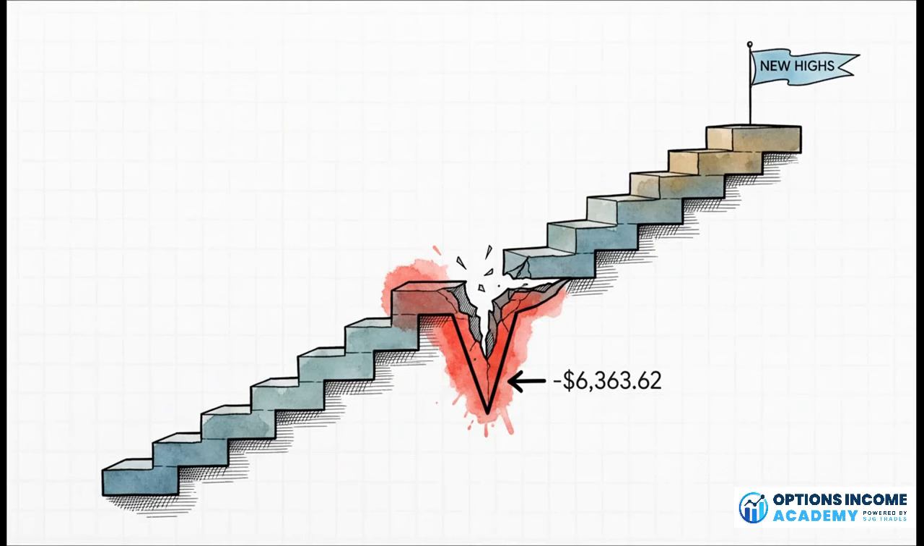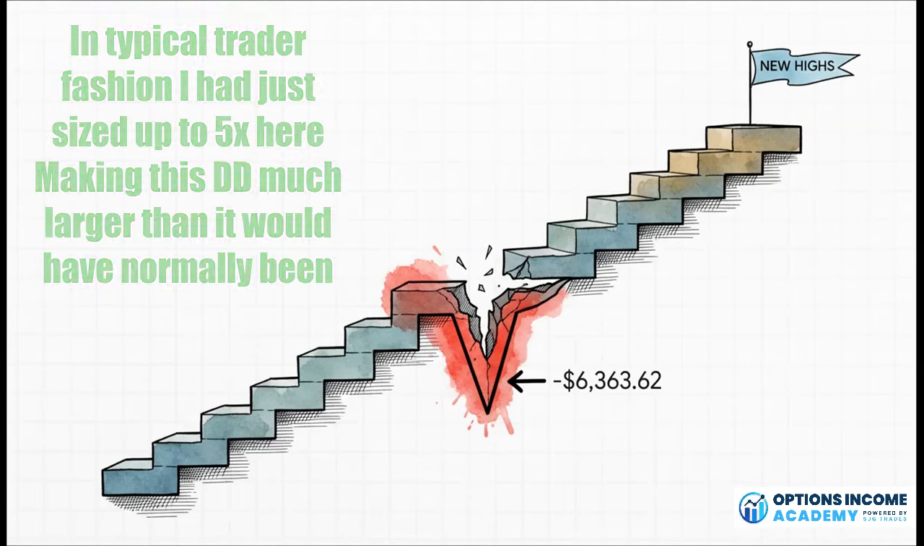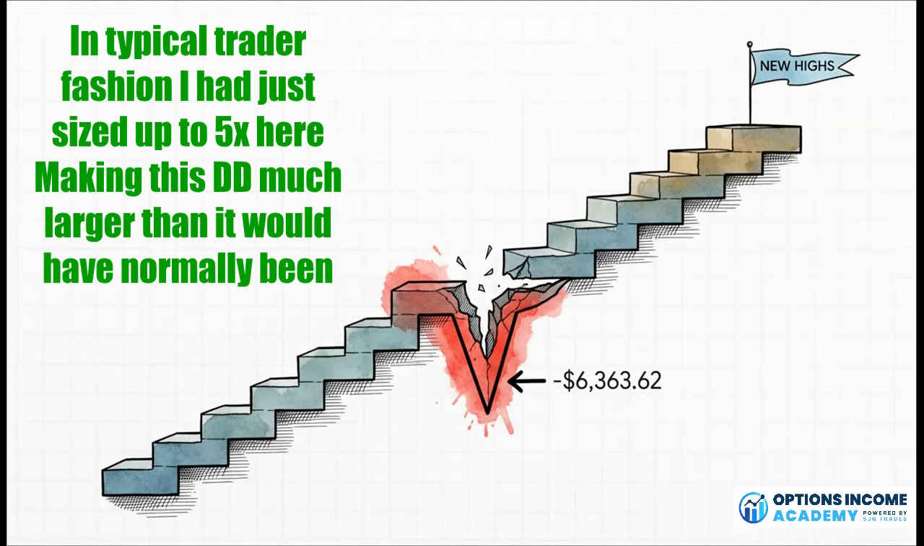So what did the journey look like? Well, the equity curve shows this really nice stair-step climb upwards. But let's be totally transparent. It wasn't a perfectly straight line. Right around mid-August, the market threw a real curveball. A super sharp V-bottom recovery that caused a drawdown of about $6,300.